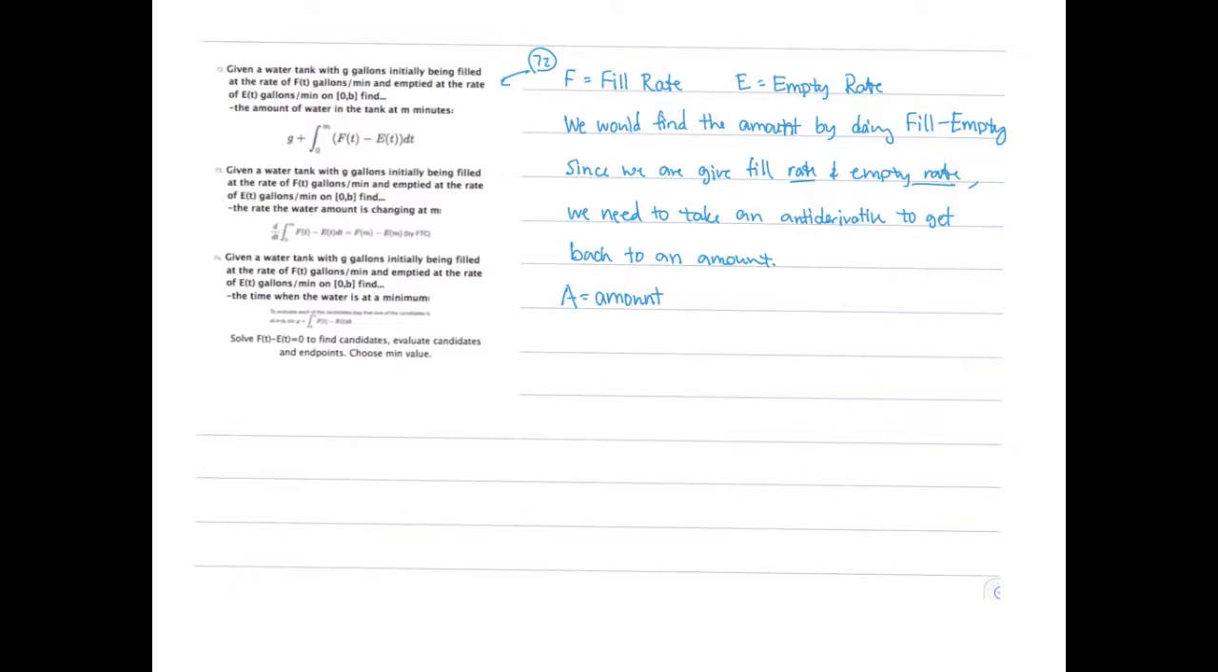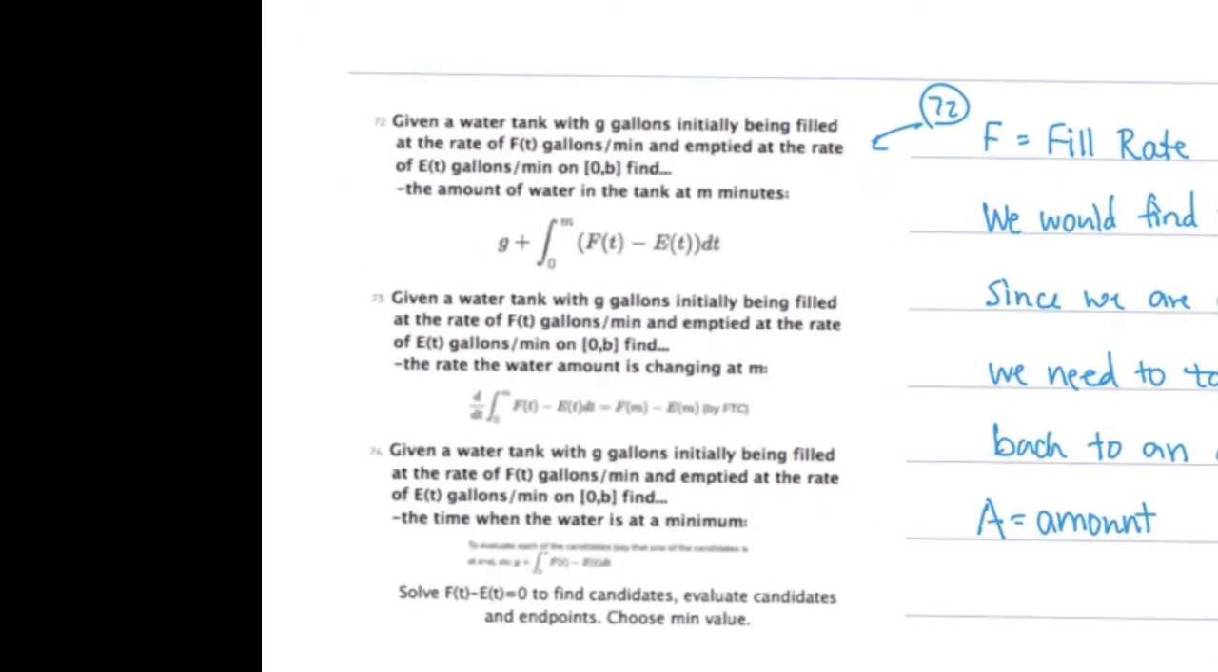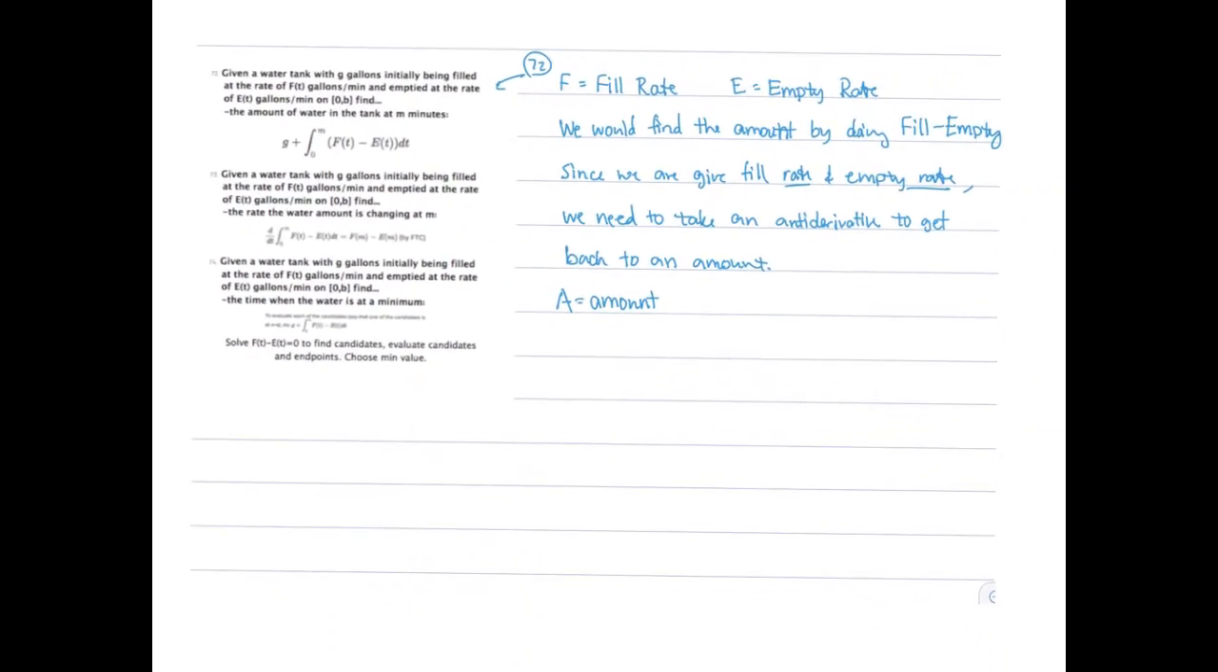So a lot of people had a question about this one right here, which is: given a water tank with G gallons initially being filled at the rate of F and emptied at the rate of E, find the amount of water in the tank at M minutes. I want to break it down as F being the fill rate and E being the empty rate. So we would obviously find the amount that's in there by doing the fill minus the empty, but those are amounts, right? We're given rates, we're not given the amounts.